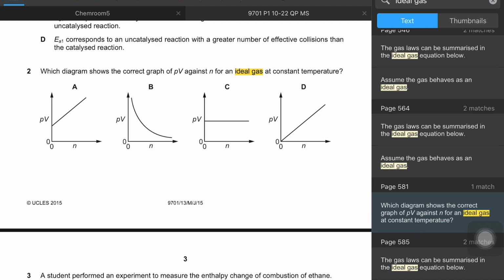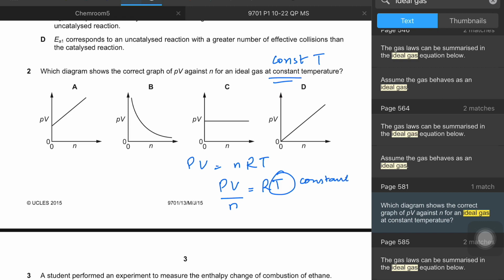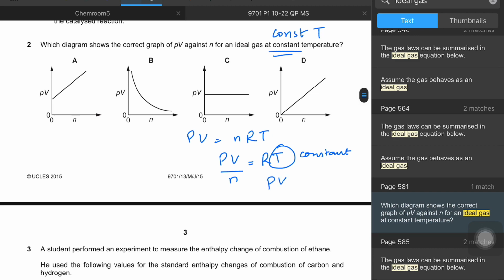Which diagram shows the correct graph of PV against number of moles for an ideal gas? Now, we need to find a relationship between PV and number of moles, and let's begin our discussion at constant temperature using the general gas equation. So PV is equal to nRT. If we know that R and T are constant and we take a ratio of PV over n, it gives you RT, which is a constant value. So R is a constant and T is also a constant in my case.